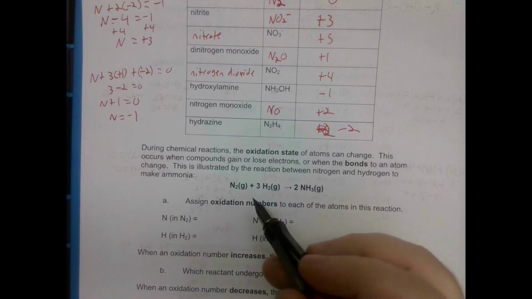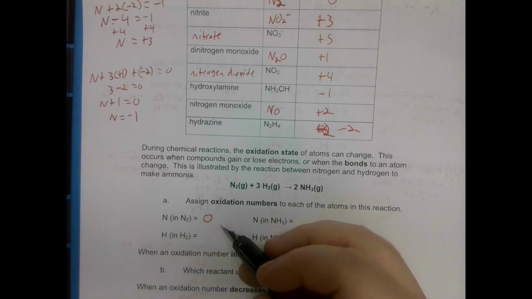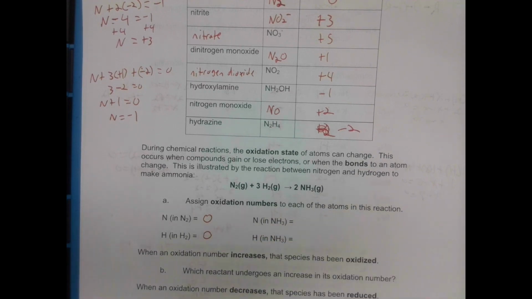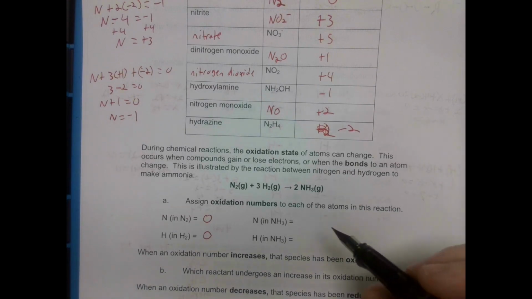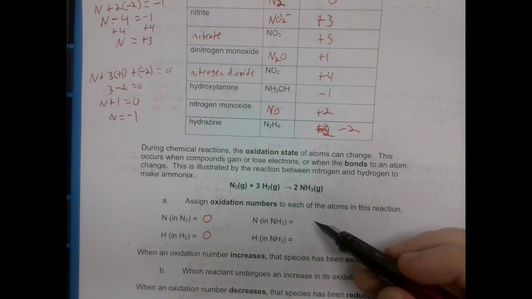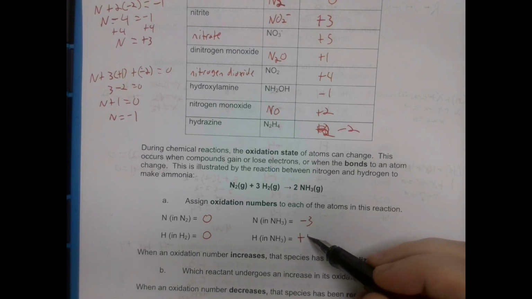So what is the oxidation number for N and N2? 0. H and H2? 0. So these are elements. Single atoms are only one type of atom. What is the N in ammonia? -3. You can just look up. What is the H in ammonia? +1.